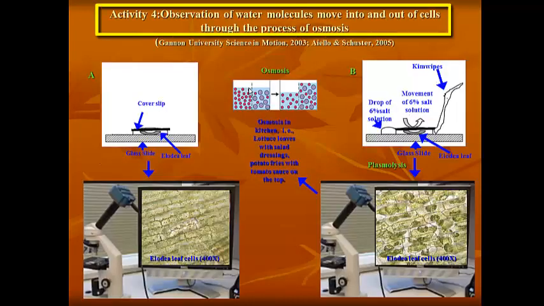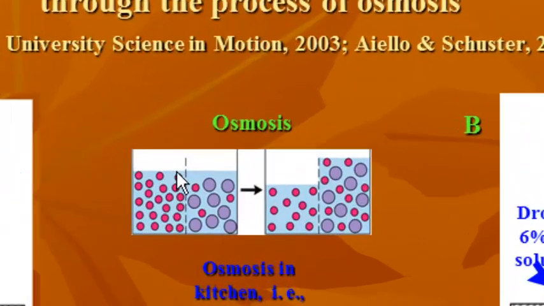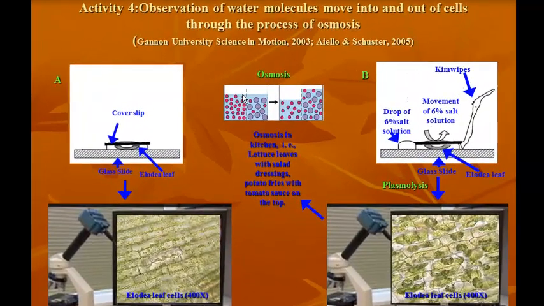In Activity 4, we have observed that small molecules such as water can move into and out of the Elodea leaf cells through the process of osmosis. When water molecules get into the leaf cells, the cell body expands and retains its shape. Whereas, when water molecules get out of the leaf cell, the cell membrane shrinks and pulls away from the cell.